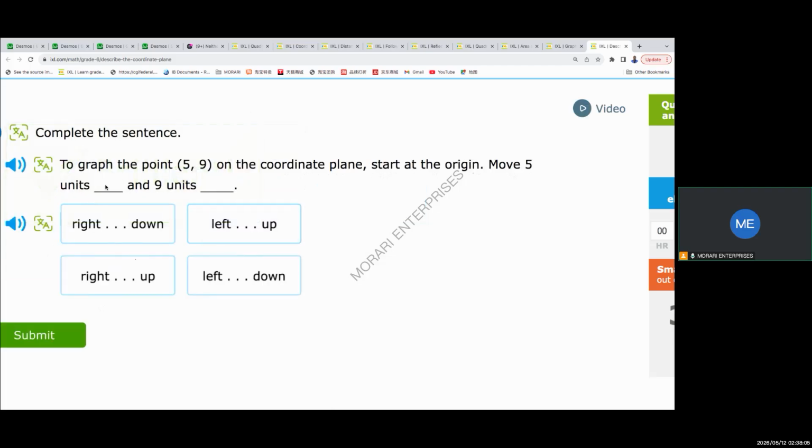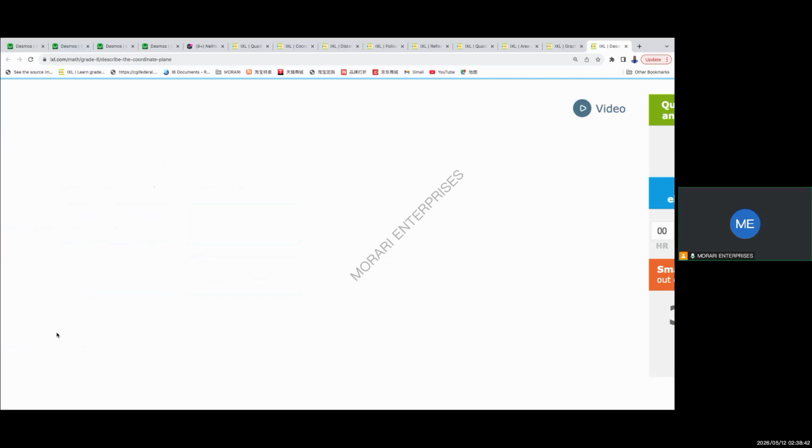2 blanks. To graph the point (5, 9) in a tuple, on the coordinate plane, start at the origin, move 5 units right. So we first go right, which is positive. 5 units right and 9 units up. So which one says right and up? Woohoo! 5 units right and 9 units up. So normally I would just say 5 right, 9 up. They're both positive. Right and up are both positive.